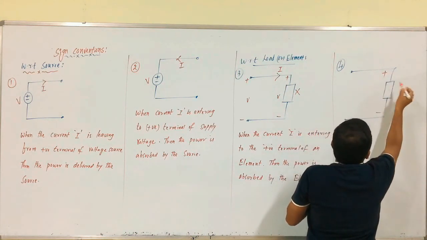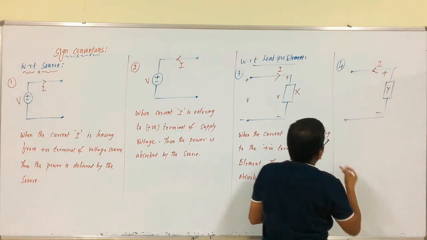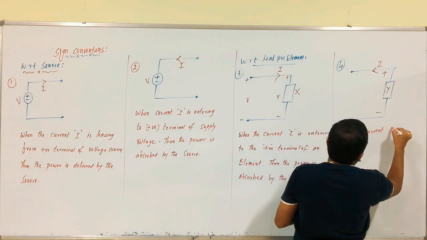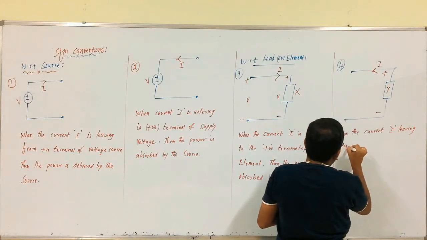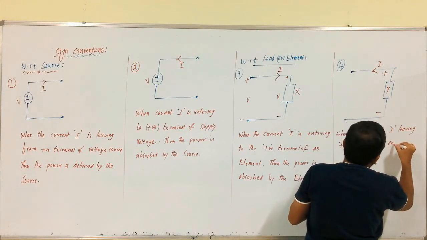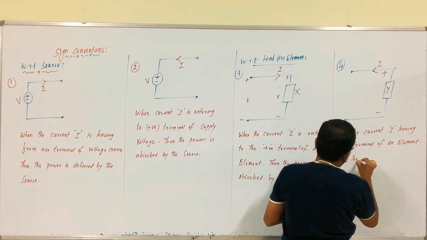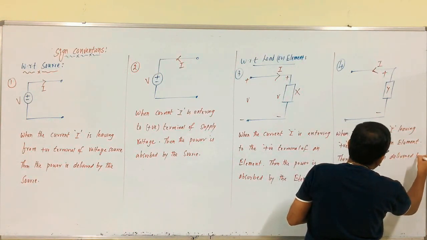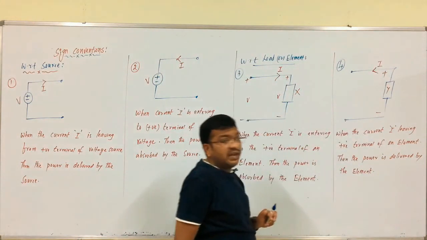So, plus minus, this is the element Y. For example, if the current I is leaving the positive terminal of an element, then the power is delivered by the element. These are very important observations.